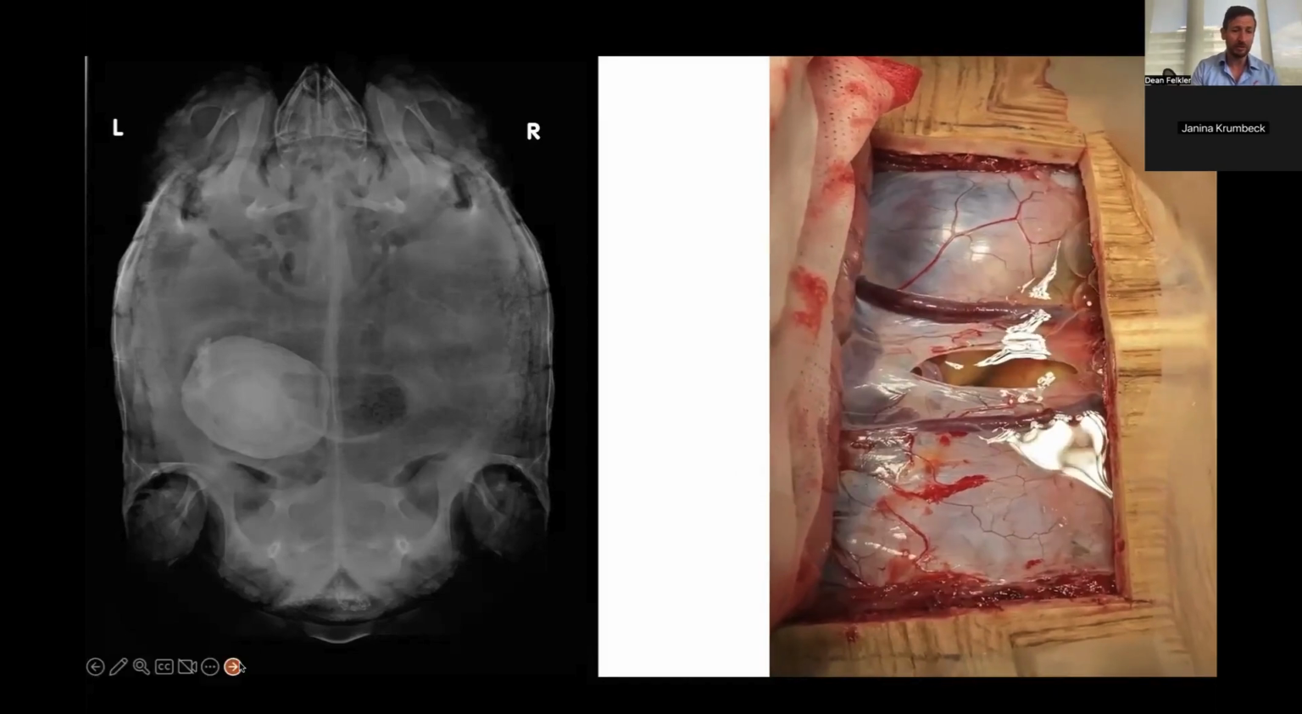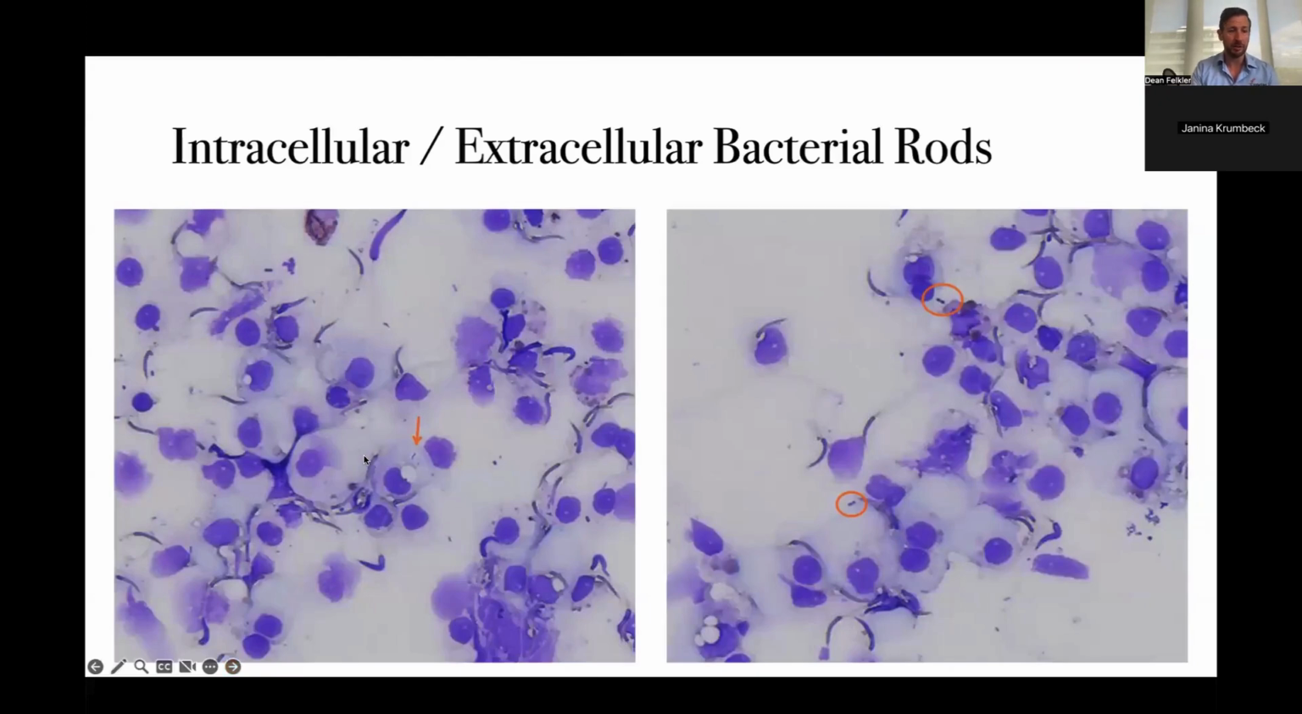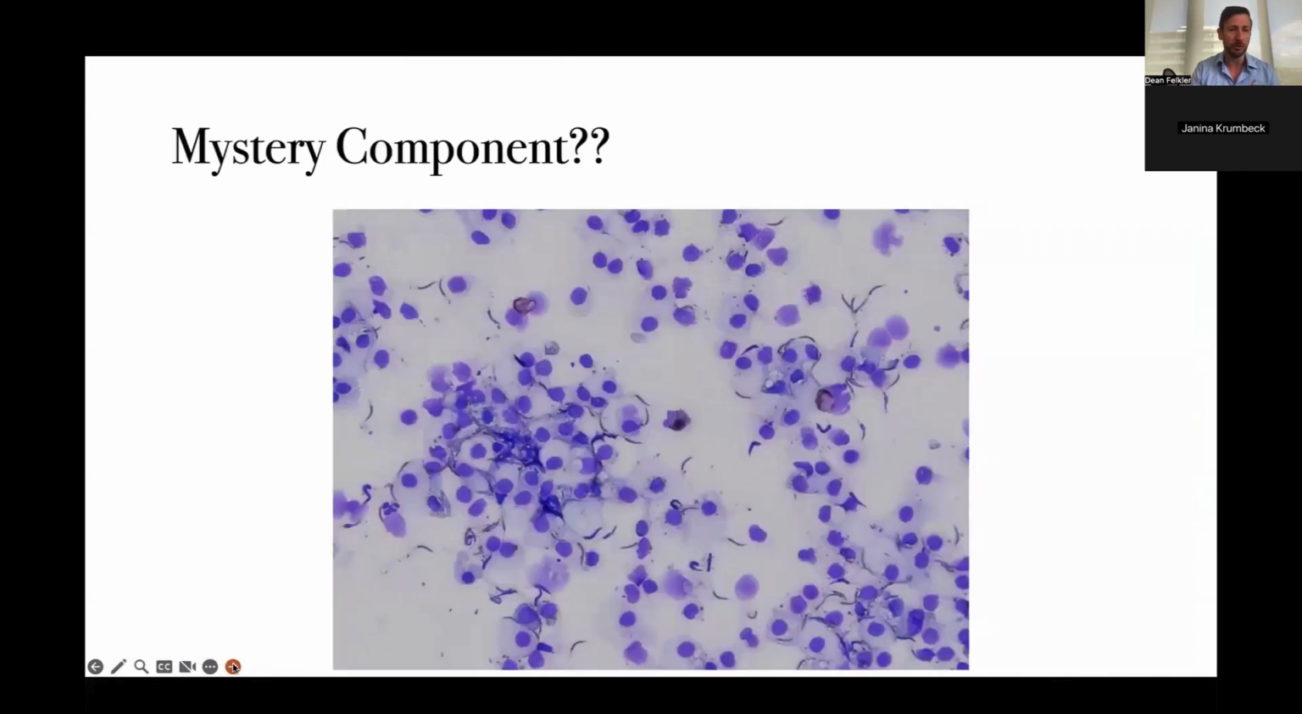And then we can see we've got some intracellular bacteria here. We've got some extracellular bacteria. And then we've also got a mystery component as well. So 10 points to whoever can tell me what this mystery component is. Put that into the chat or the Q&A, and let's see how many people get that right.